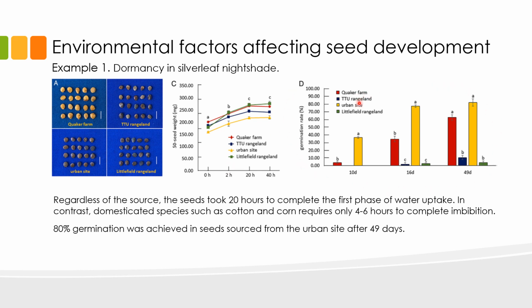Seeds of silverleaf nightshade were germinated in sandy soils under controlled conditions. The x-axis here indicates the number of days of germination, and the y-axis indicates percent germination. Obviously, we are seeing variations in the rate of germination of seeds coming from different sources, with seeds from both rangelands showing very poor germination. These are indicated by the blue and also the green bars here and also here.